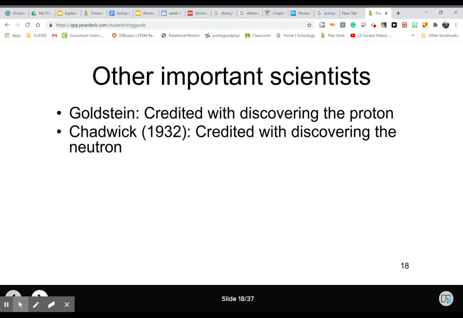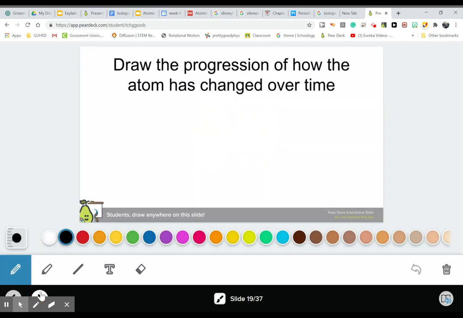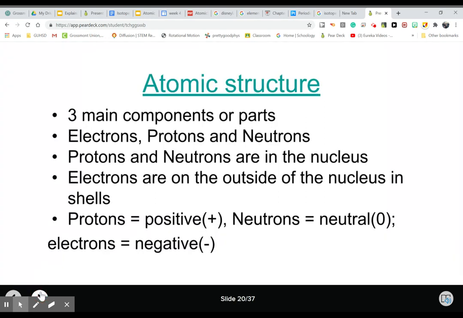So that's the end of the atomic theory. So what I'd like for you to do is draw the progression of how atomic theory has changed over time. So you've got different people. How did it change from early philosophers all the way until we ended up getting to Schrodinger? So go ahead and draw that and submit it.